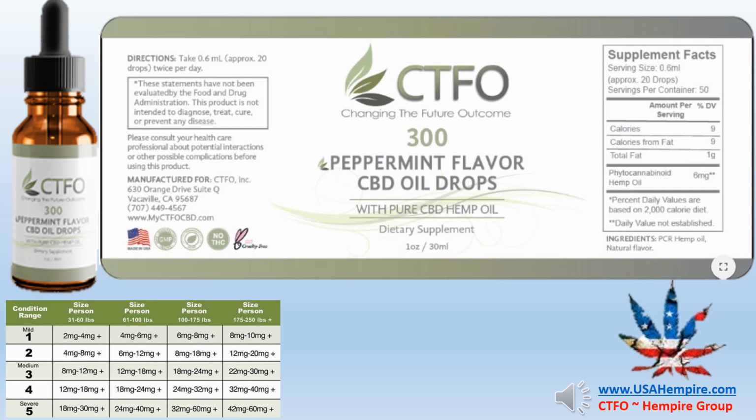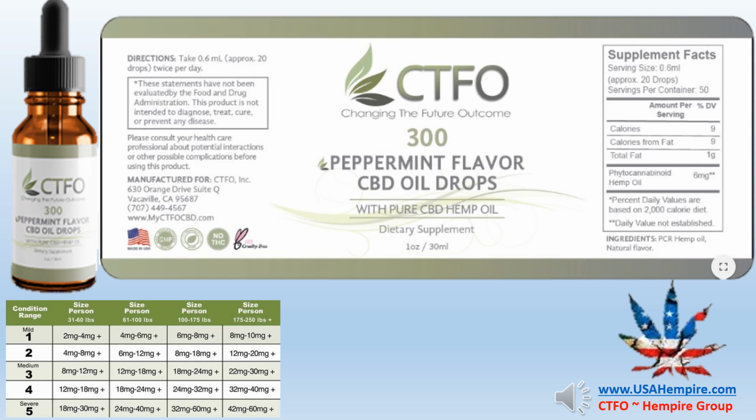So here we go. Looking at the 300 milligram bottle, we see it's a 1 ounce bottle, a 30 milliliter bottle, serving size 0.6 milliliter, which is approximately 20 drops, and we know to be half a dropper. We see there are 50 servings in a container. And down below, on the far right, phytocannabinoid hemp oil, 6 milligrams per serving.